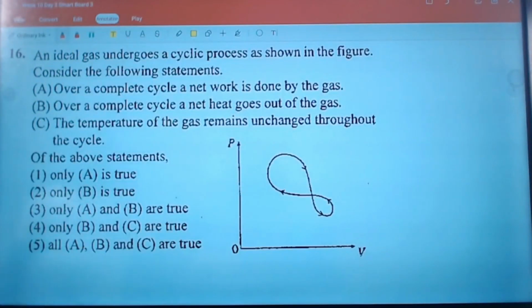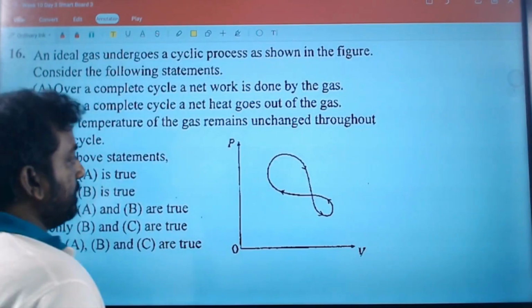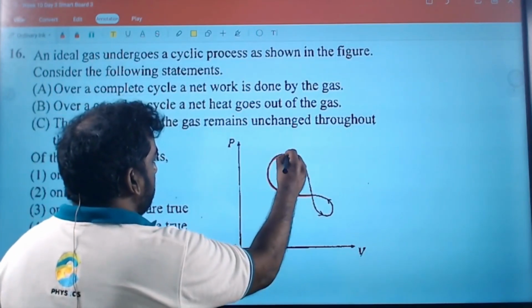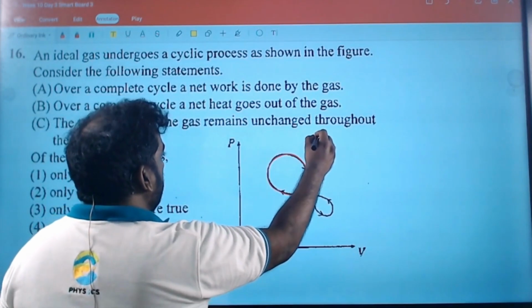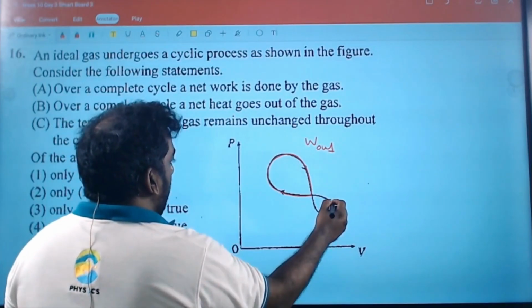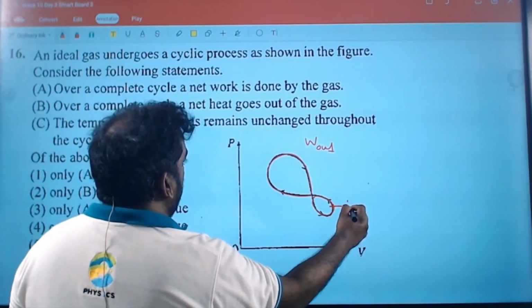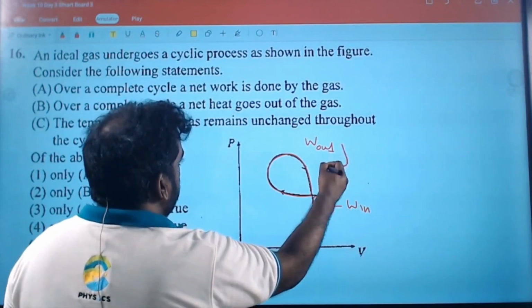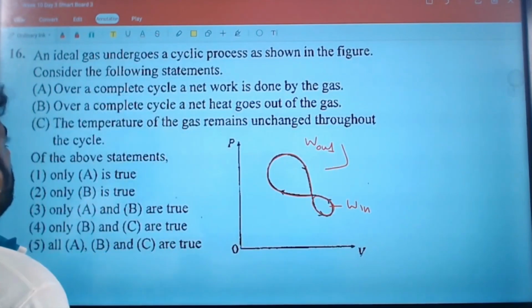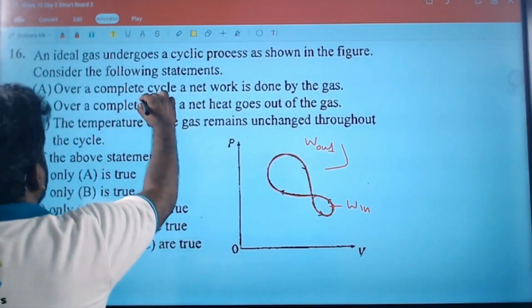An ideal gas undergoes a cyclic process as shown in the figure. Consider the following statements. A. Over a complete cycle, net work is done by the gas. Clockwise cycle, net work output. Anti-clockwise cycle, net work input. This is larger, so net work output is there. Statement A is correct.